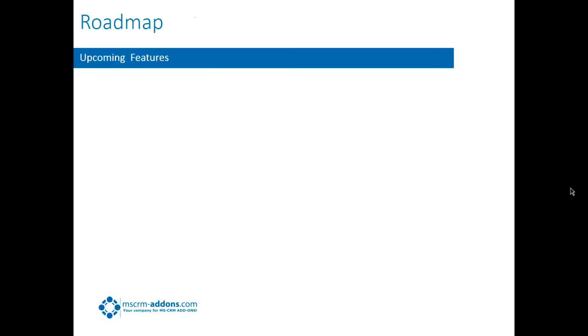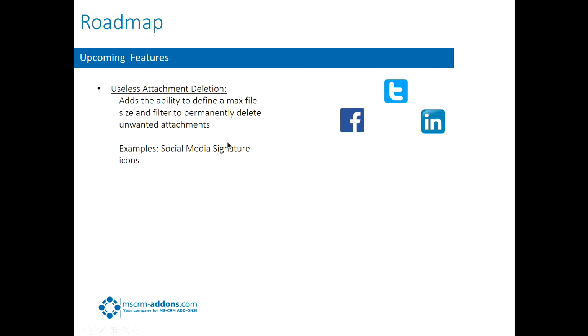I want to talk a little bit about the roadmap, some upcoming features to Attachment Extractor. One of the upcoming features is what I like to call useless attachment deletion. It adds the ability to set a max file size and filter to permanently delete unwanted attachments. Examples of that are those annoying social media icons that you get in everybody's email. So Facebook, Twitter, LinkedIn, you get rid of all those automatically. All goes away.